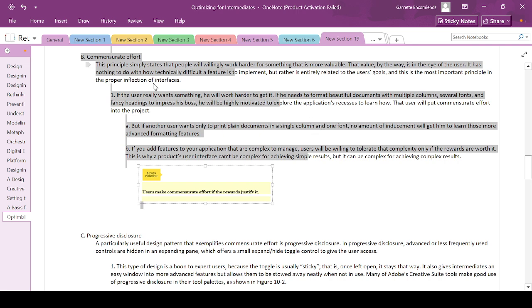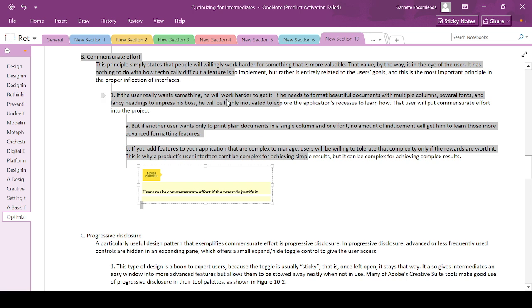This principle simply states that people will willingly work harder for something that is more valuable. That value, by the way, is in the eye of the user. So based on that persona's goals, if something will actually help them do complex things and be more productive, then they will be willing to work hard to learn it. They will spend more time to learn it. Just like me, I'm learning this design and learning this book because I think it will provide a better income, because it will provide more complex, more sophisticated skills.